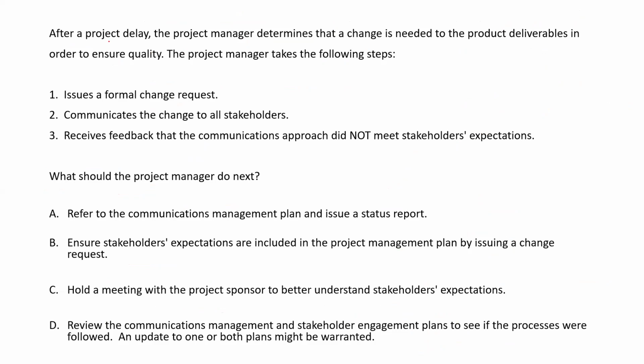After a project delay, the project manager determines that a change is needed to the deliverable in order to ensure quality. The PM takes the following steps: issue a formal change request, communicate the change to all stakeholders, and receive feedback that the communications approach did not meet stakeholders' expectations. What should the project manager do next? Read the points and find the correct answer, then we'll discuss it.